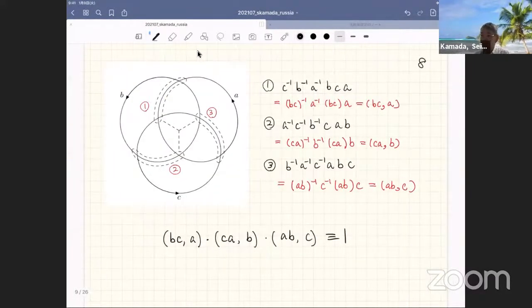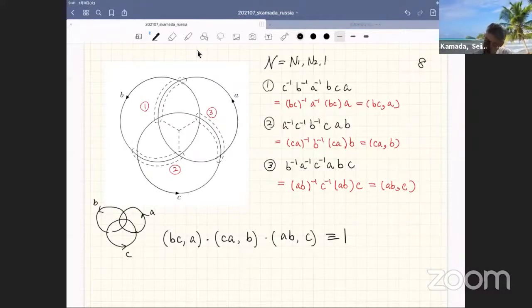Here is another example. The diagram is the same. We have three components, Borromean doodle. This is Borromean doodle, and color orientation like this: A, B, C. But we change the noose system, N1, N2, N3, by this figure. First one is this.